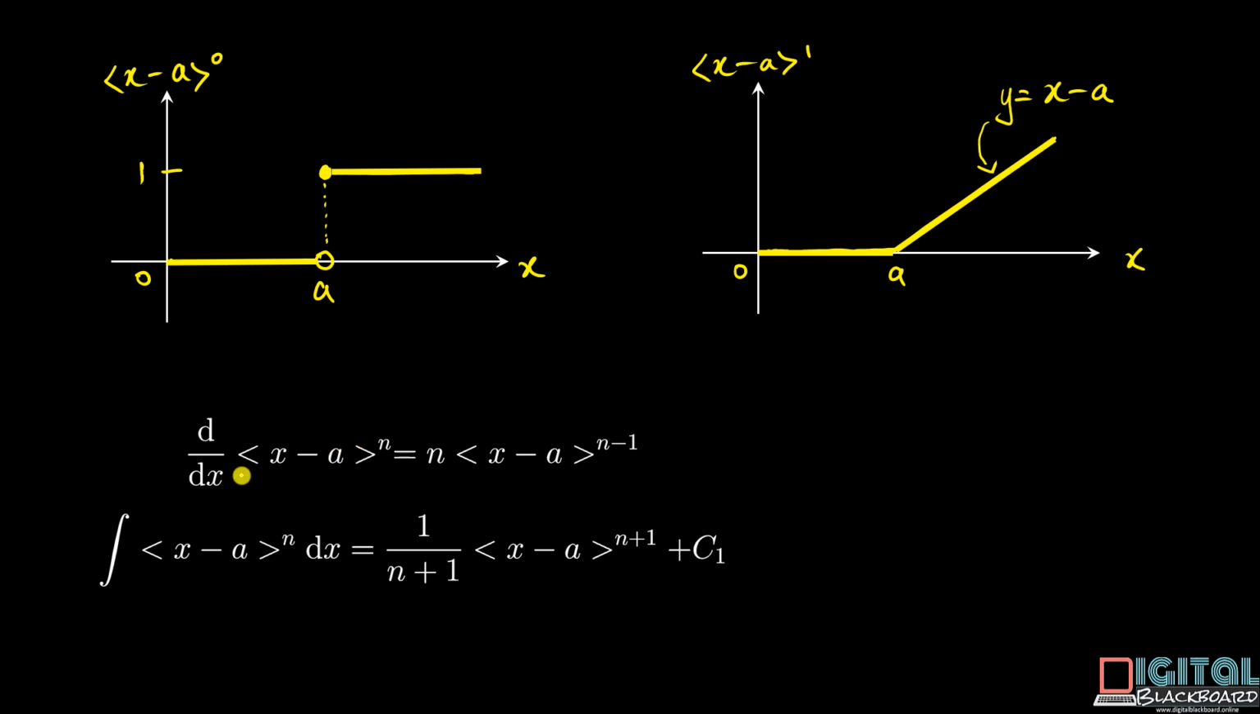The derivative of this x minus a to the power n is equal to, using the normal rules of differentiation, you bring down the n, and then the power, subtract 1, and that's the result. Now for the integration of such discontinuity functions, the normal rules of integration also apply. You increase the power by 1 and then you divide by the increased power and then add a constant.